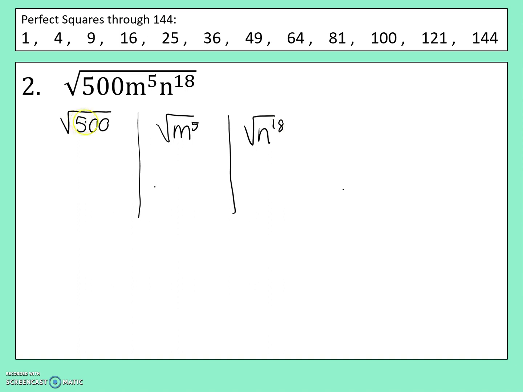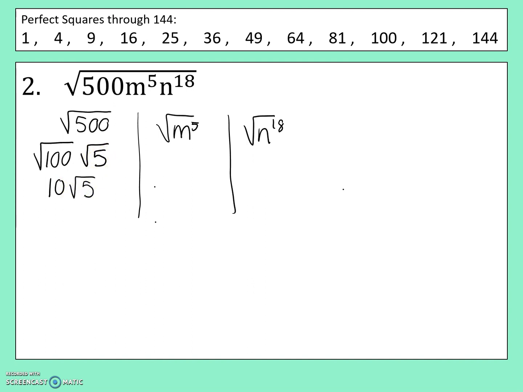Alright, now again, when we do the numbers, we're looking for the largest perfect square that divides 500. Now if you test them out from greatest to least, we'll find that this splits into 100 and 5. Always write the perfect square first. It'll make your life a whole lot easier. Square root of 100 is 10. And we can't do anything with the radical 5. It's already simplified. So that stays as is.